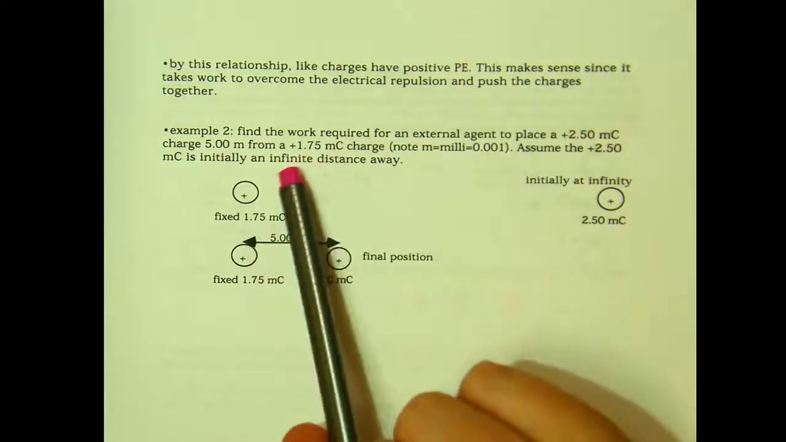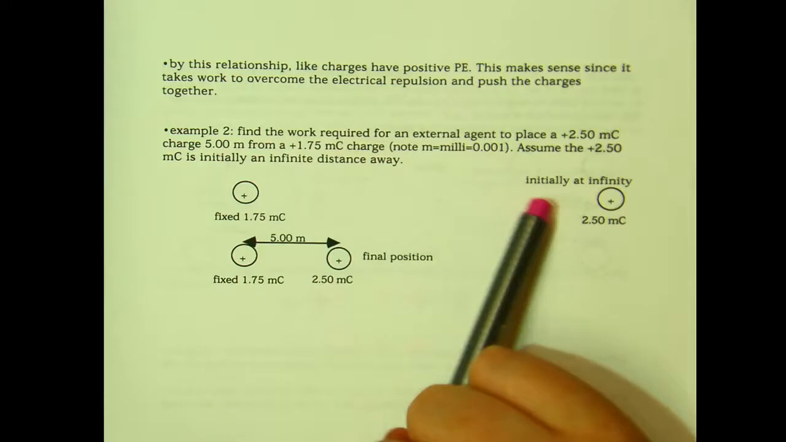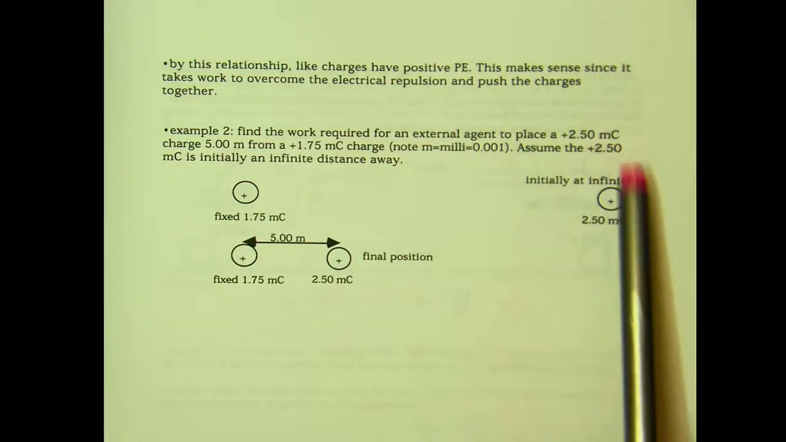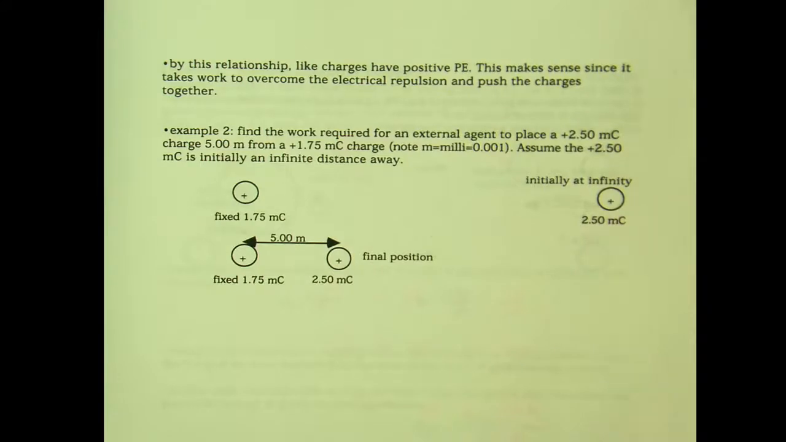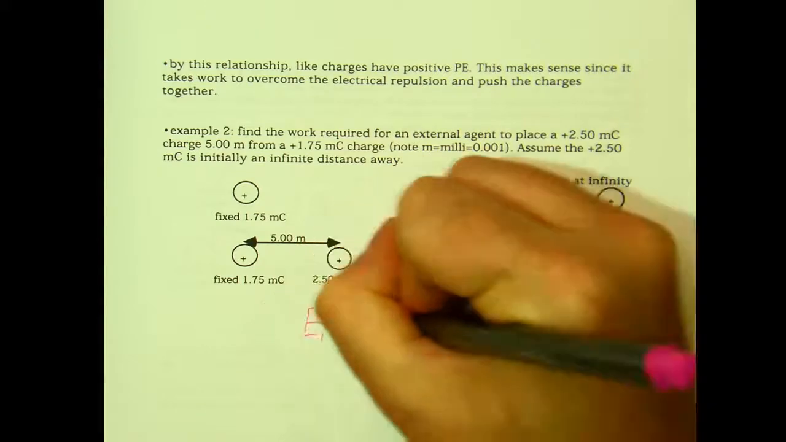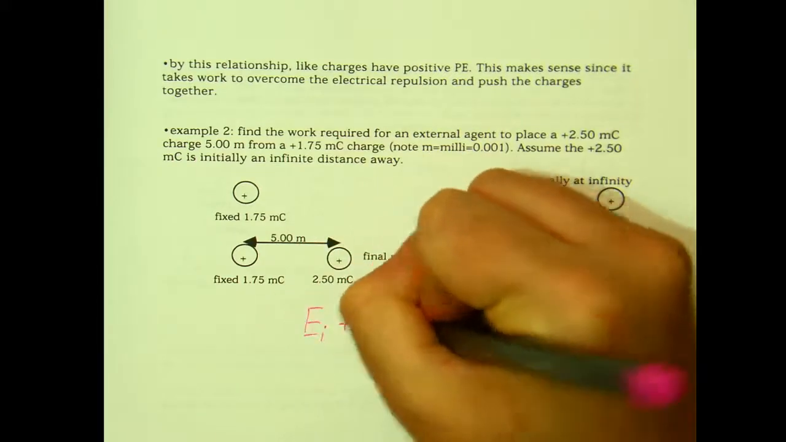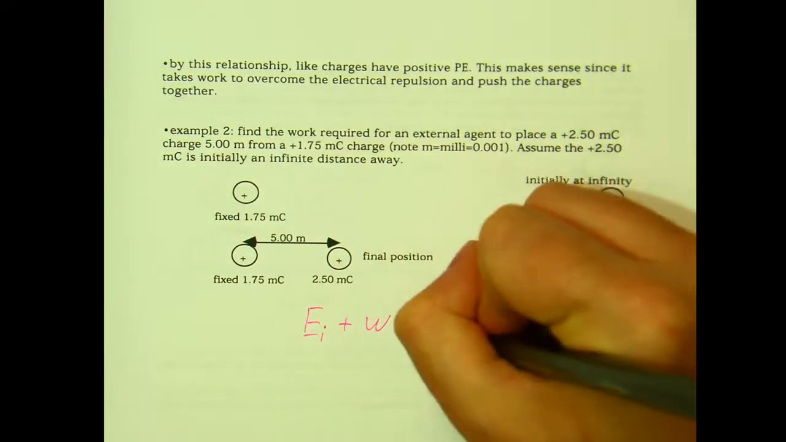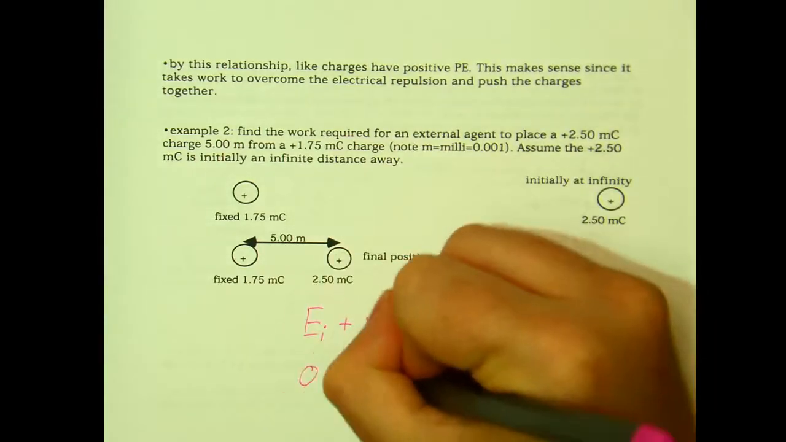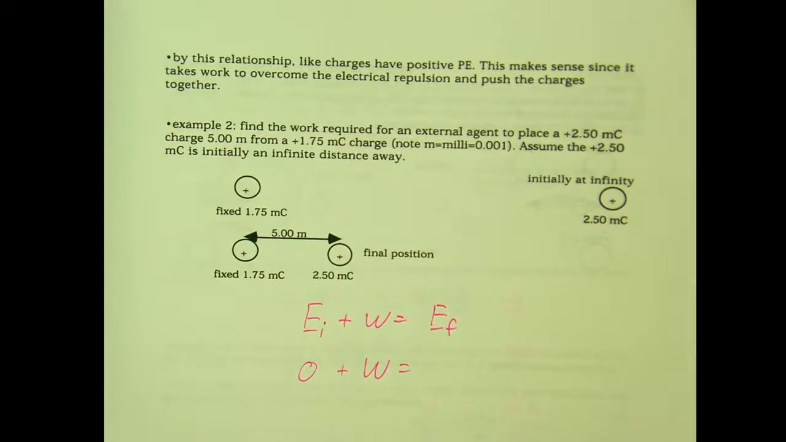meters from a 1.75 millicoulomb charge, assuming that this one is originally an infinite distance away. So we set this thing up exactly the same way. We've got an initial energy plus work equals our final energy. Initially, this thing's infinitely far away, so there is no initial energy. So we have to do work to bring them together.